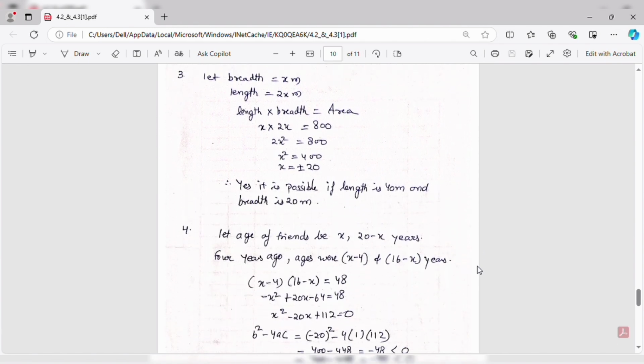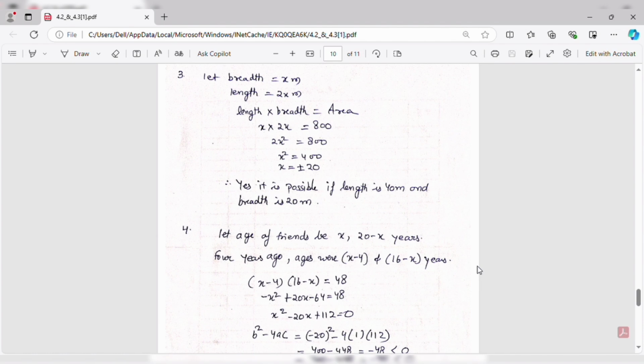Third question is: is it possible to design a rectangular mango grove whose length is twice its breadth and the area is 800 m²? If so, find its length and breadth. Let the breadth be x and length is 2x. Area is length into breadth, so we will get x as ±20.